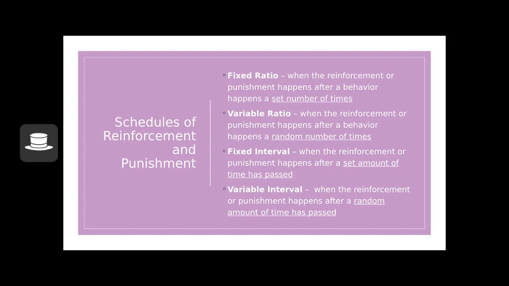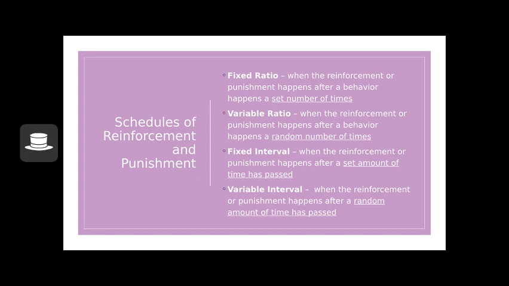So sometimes what you want to do is reinforce or punish on a schedule. So there are 2 types of schedules. There are ratio schedules and there are interval schedules. Ratio schedules are when you reinforce or punish something after a certain number of occurrences have happened. Interval reinforcement or interval punishment is after a specific amount of time has passed.